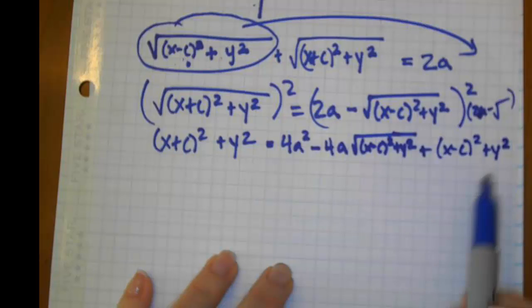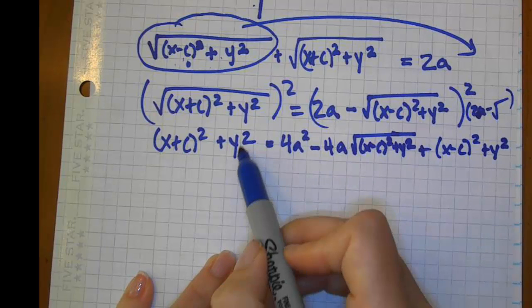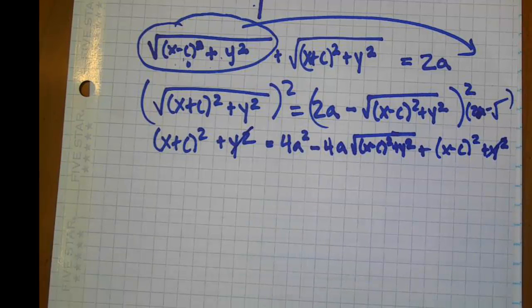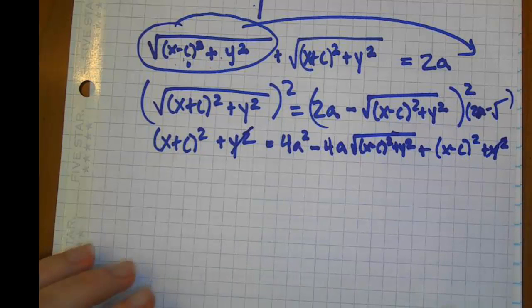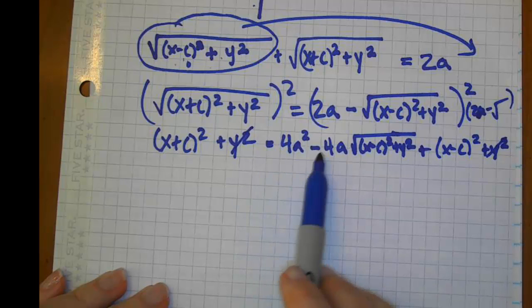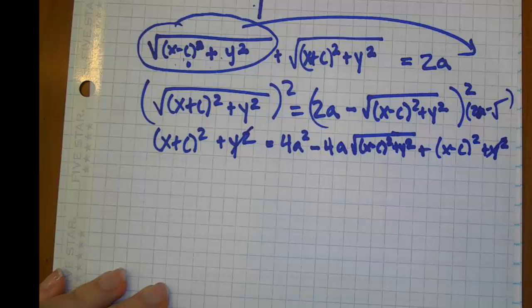Okay, next, notice how I have, let me focus this a little bit better. I'm looking at my screen. All right. So notice how this y squared and this y squared, I have one on both sides, so those can go away. So what I am left with next is x plus c squared equals 4a squared minus 4a times that square root plus x minus c squared.